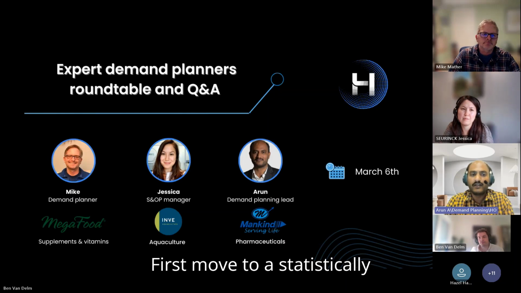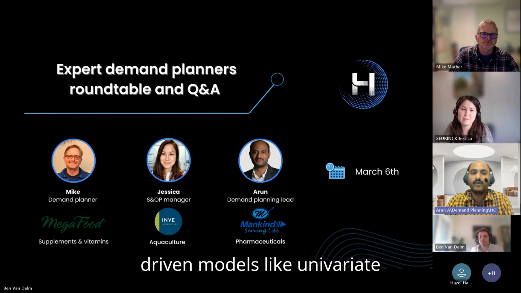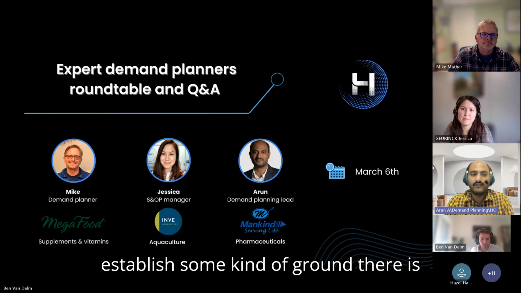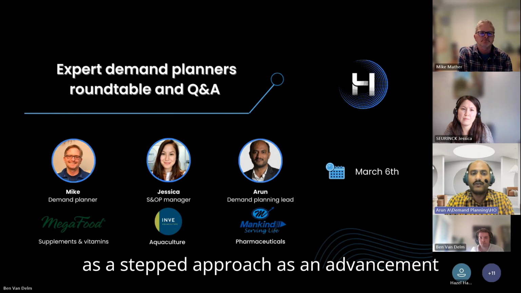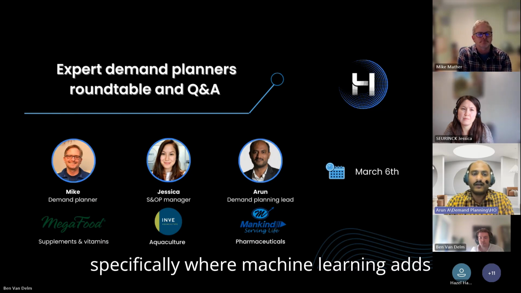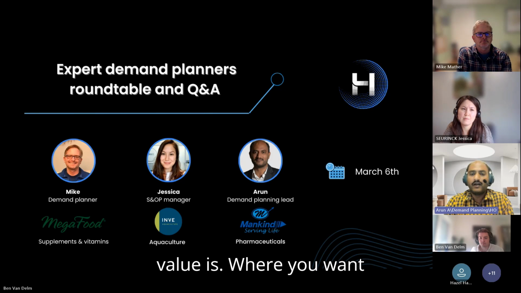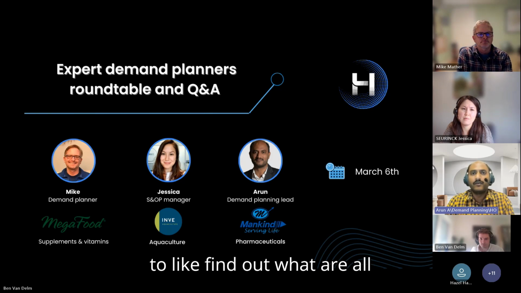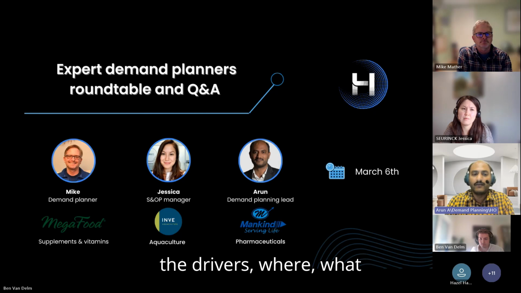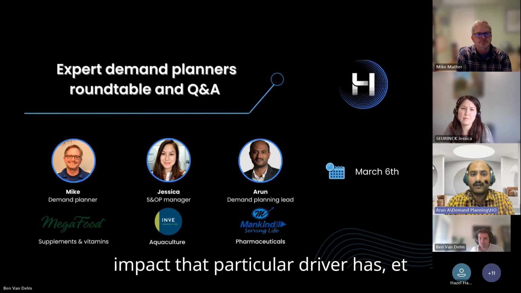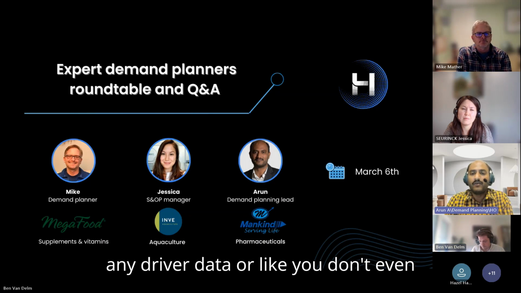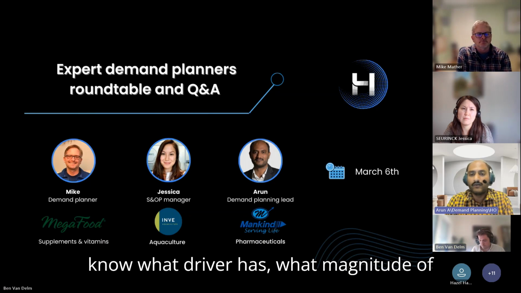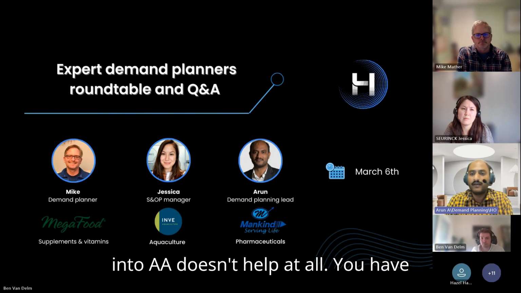First, move to statistically driven models like univariate models, and once you establish some kind of ground there, and it's giving good results, then as a stepped approach, as an advancement, you can move to machine learning. Specifically, machine learning adds value where you want to find out what all the drivers are and what impact a particular driver has. And if you don't even have any driver data, or you don't know what driver has what magnitude of impact, directly jumping into AI doesn't help at all.